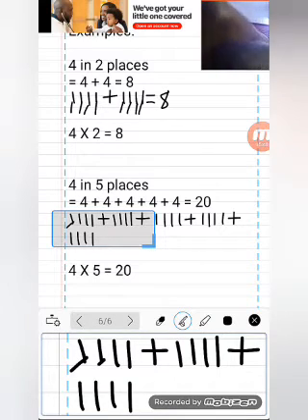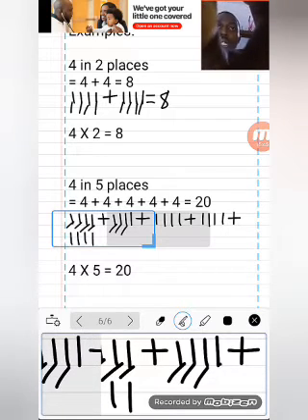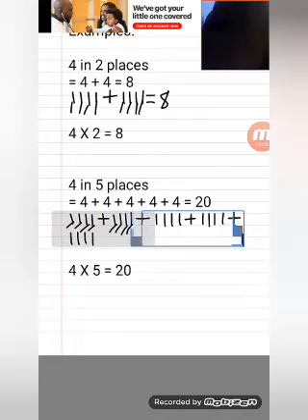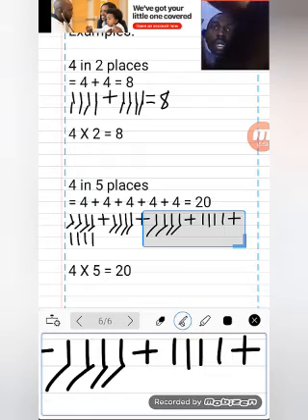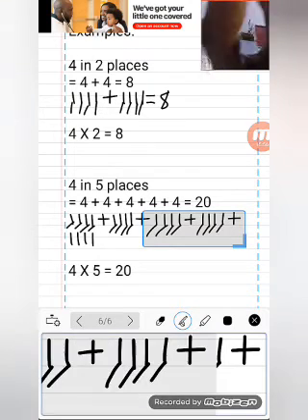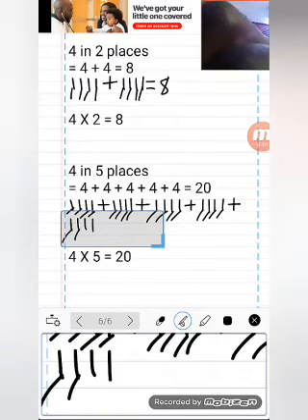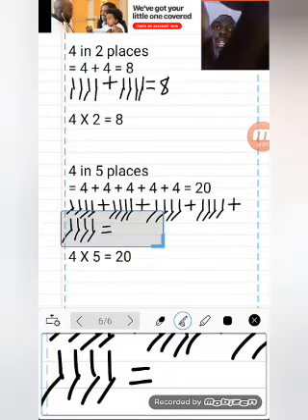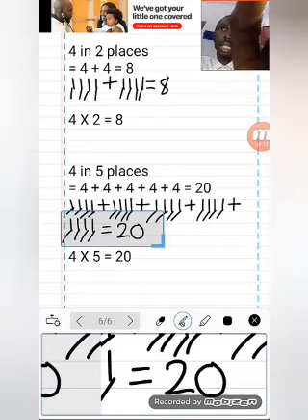1, 2, 3, 4, 5, 6, 7, 8, 9, 10, 11, 12, 13, 14, 15, 16, 17, 18, 19, 20. So 4 in 5 places is truly, in total, 20.